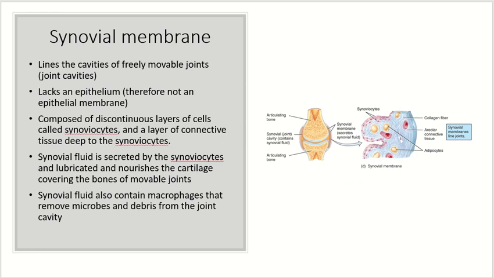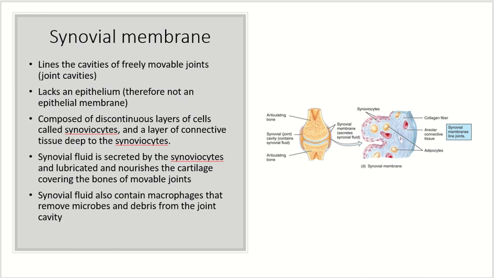Our last type of membrane is called a synovial membrane. This is a membrane that lines the cavity of freely movable joints, so our synovial joints, or our joint cavities here. You can see these here. These are things like your knee and your elbow and your hip, etc. These synovial membranes lack an epithelium, and as a result are not technically considered an epithelial membrane, so they are their own thing.